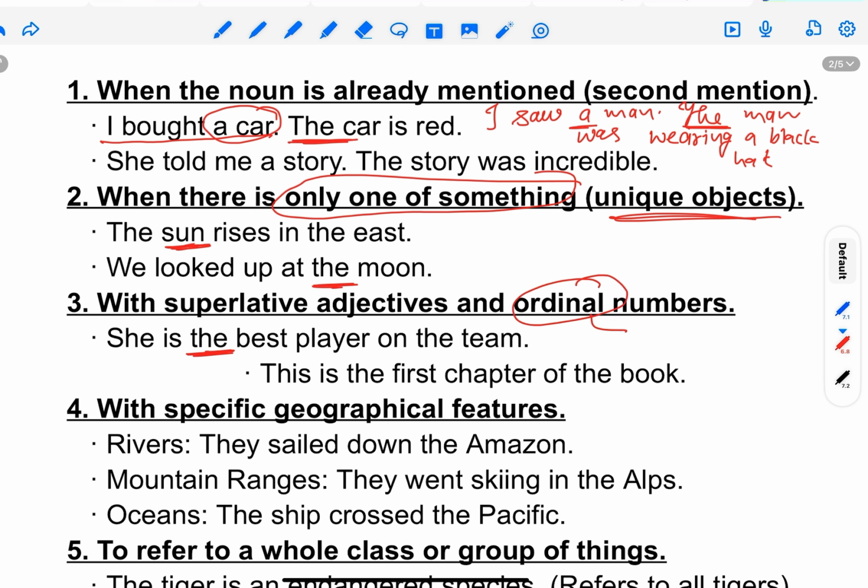Ordinal numbers start with first, second, like this: third, fourth, fifth, last. So these all are ordinal numbers. And cardinal numbers are simply counting numbers: 1, 2, 3, 4. So all ordinal numbers will take the article "the" before them.